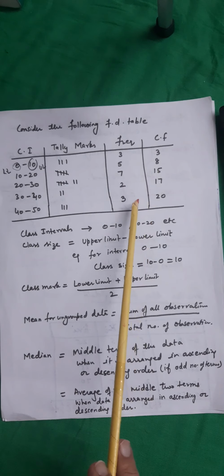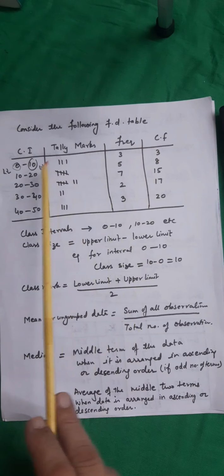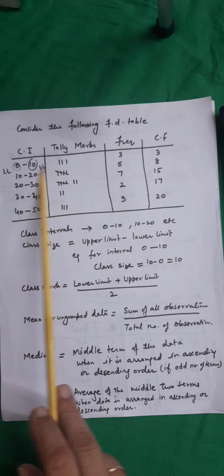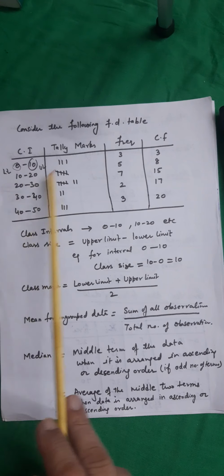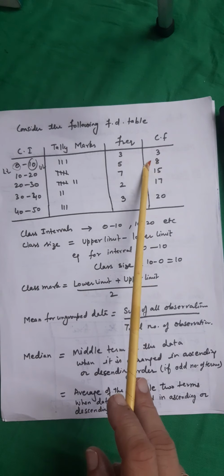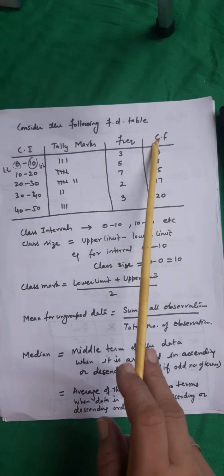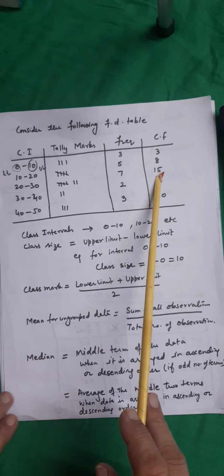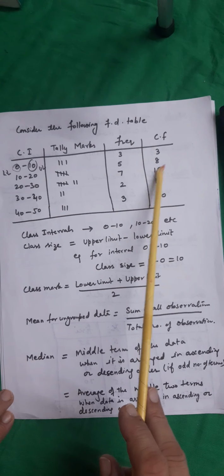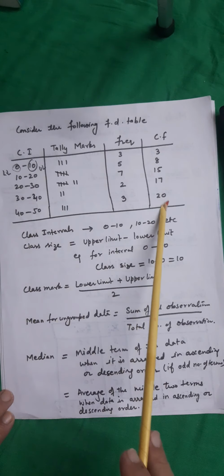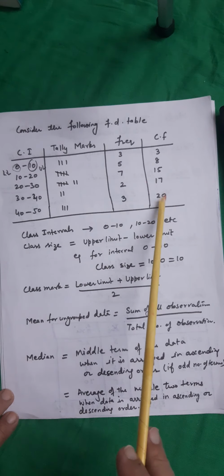But in cumulative frequency, what will happen? It means the students having marks from 0 to 10 are 3. And cumulative frequency of this means that students having marks from 0 to 20 cumulatively, collectively, will be 3 plus 5, that is equal to 8. Students having marks from 0 to 30 will be kept here under the cumulative frequency up to this. That means 5 plus 3 plus 7, which is equal to 15, means 15 students are having marks from 0 to 30. So we keep on adding the previous frequencies to the current frequency here.